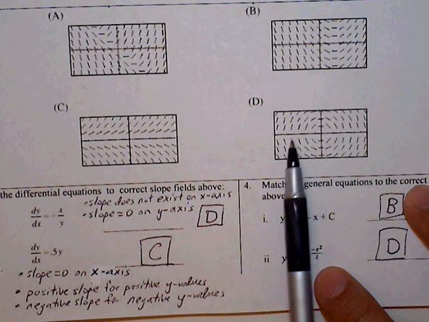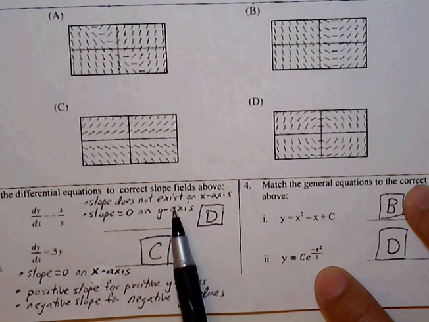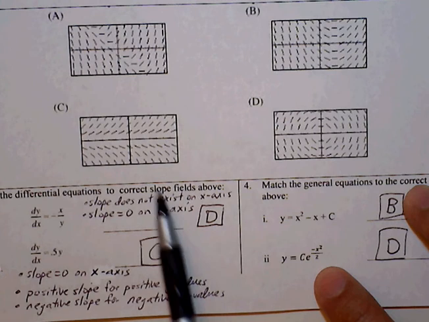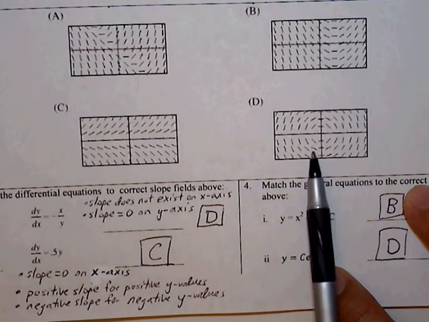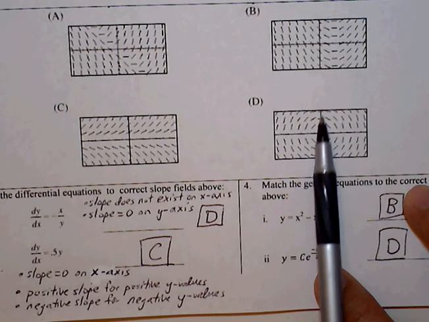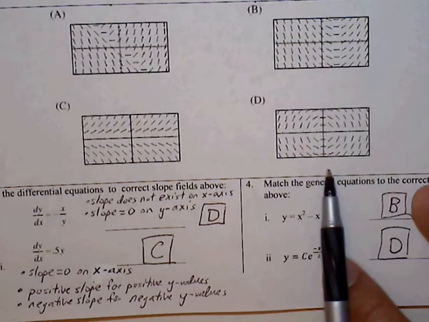Now, the other thing that we can look for here is that we know we will get a slope of 0 everywhere on the y-axis. We see that's not the case here, but we do see that is the case here. Okay, and so we know that D is going to be our solution there.